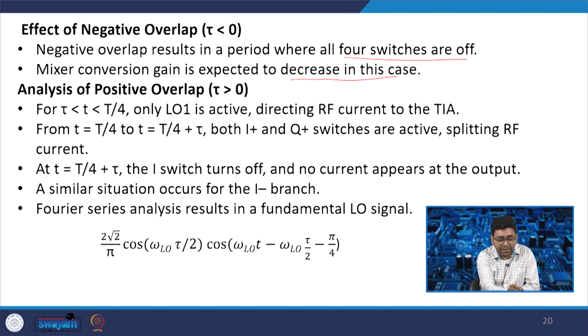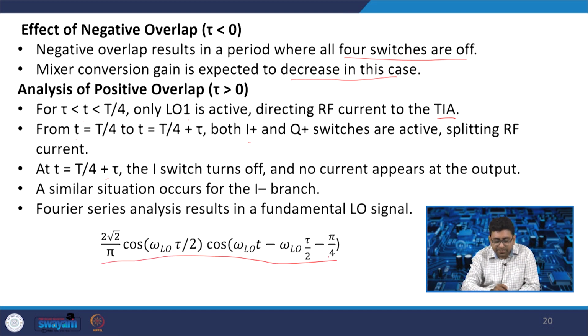But for positive overlap, when t is less than T by 4, only LO 1 is active and directing RF current to the TIA. For t equal to T by 4 up to T by 4 plus tau, both the I plus and Q plus switches are active and splitting the RF current. At t equal to T by 4 plus tau, the I switch turns off and no current appears at the output. A similar situation occurs for the other branch, and we get the Fourier series analysis results in a fundamental LO signal.